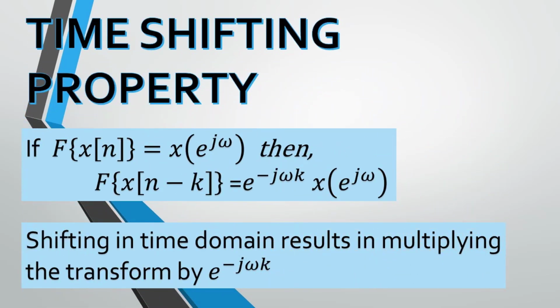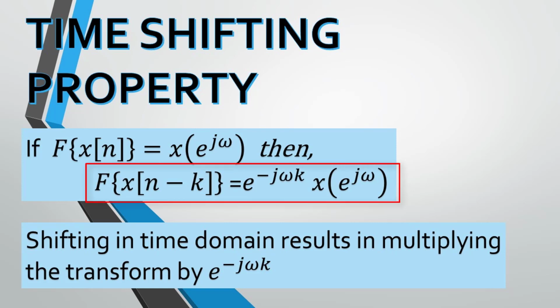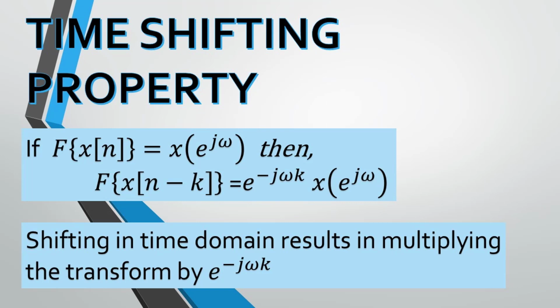The next property is time shifting property. It is given by this. If the Fourier transform of x of n is equal to X of e raised to j omega, then the Fourier transform of x of n minus k is equal to e to the power of negative j omega k multiplied by X of e to the power of j omega. If we shift the signal in time domain, then it results in multiplying the frequency domain signal by the exponential term of the delay given k. The same value of k can be multiplied with the transform signal in exponential form.